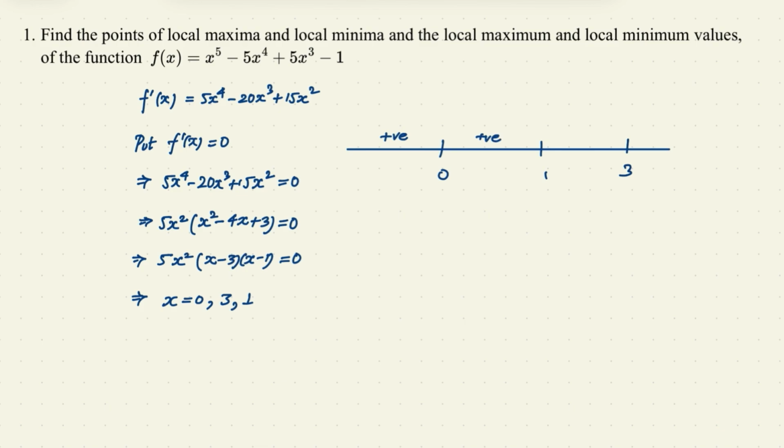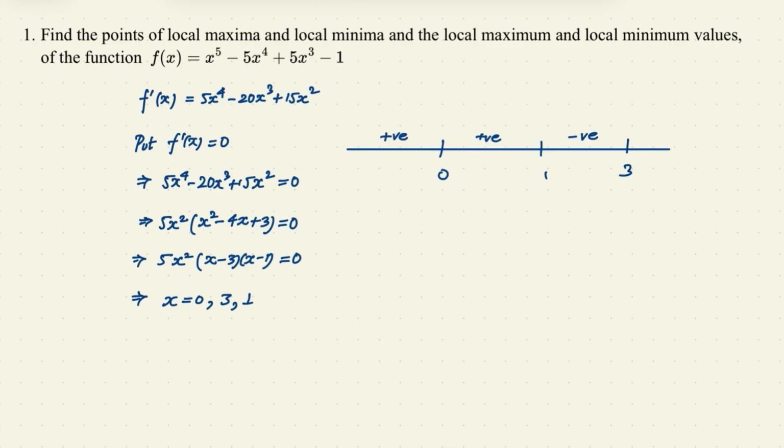Now let us choose any point between 1 and 3, then let us choose 2 from there, and if I put 2 in f dash of x, then I'll get 2 square, which is positive, 2 minus 3 which is negative, 2 minus 1 which is positive. So positive into negative into positive is negative. That means f dash x will be negative between 1 and 3.